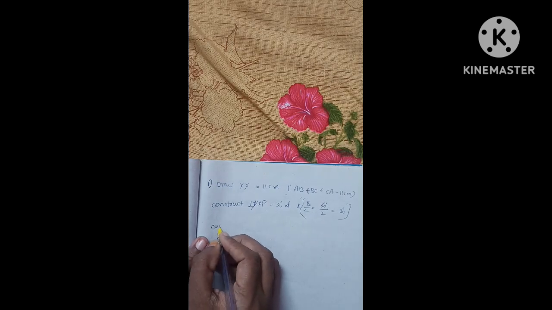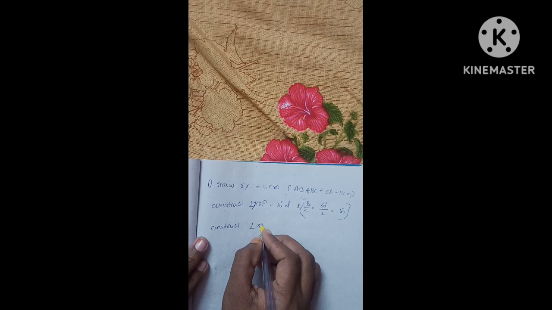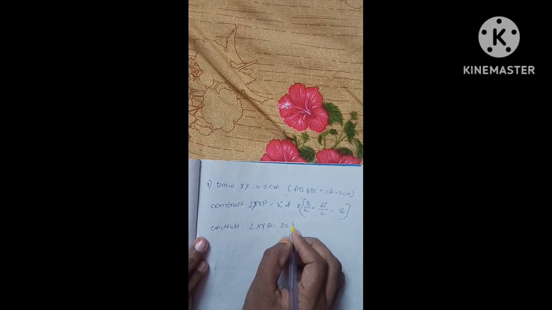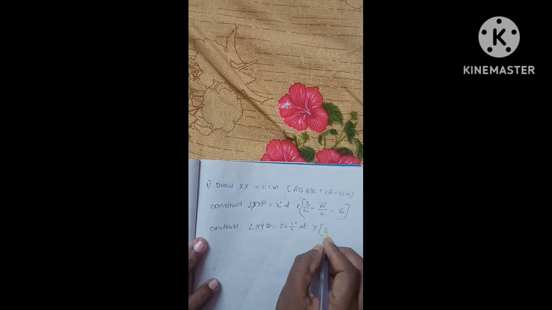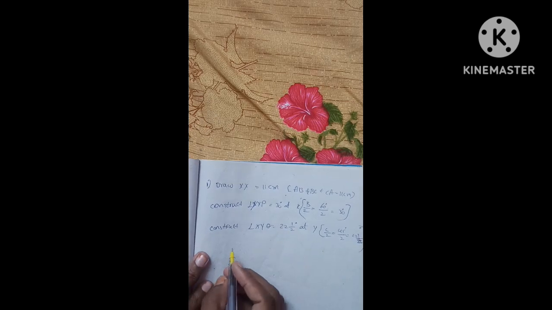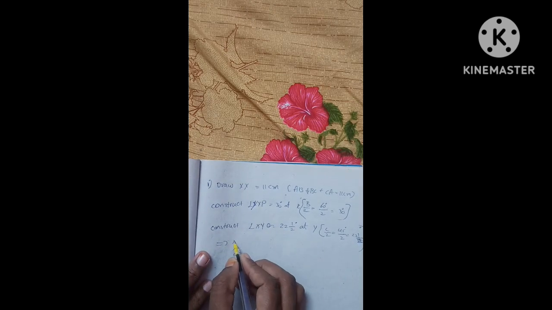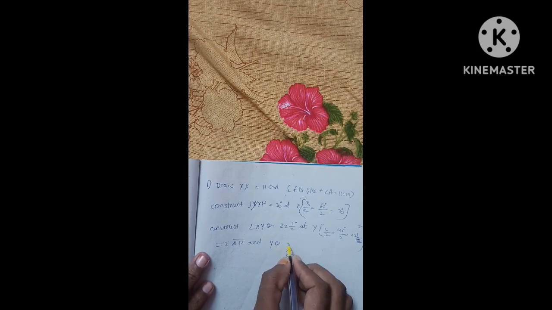Okay, next construct angle XYQ, that is 22 by 1/2 degrees at Y. What is that? 45 degrees by 2. You get 22 1/2 degrees. After this, XP bar and YQ meet where it is A.